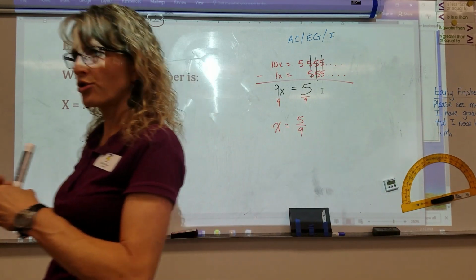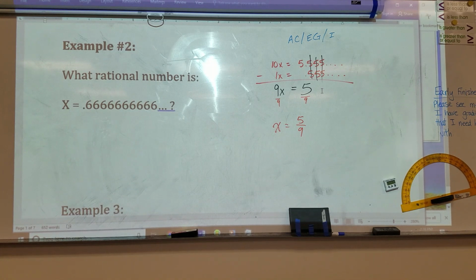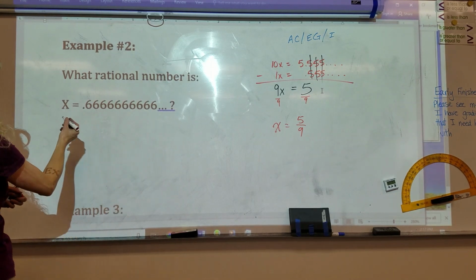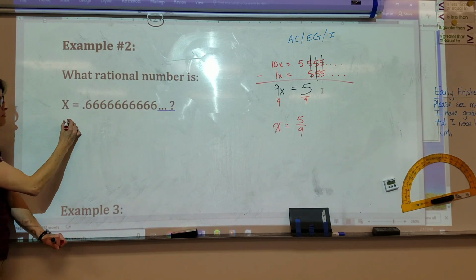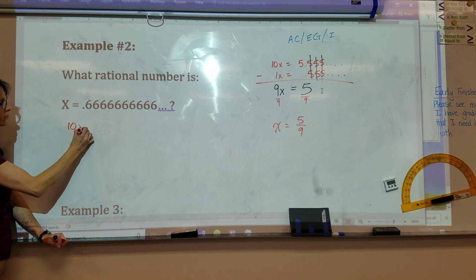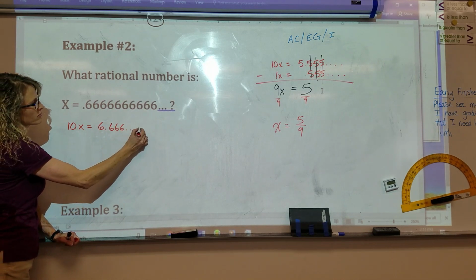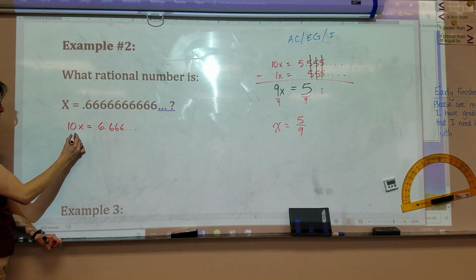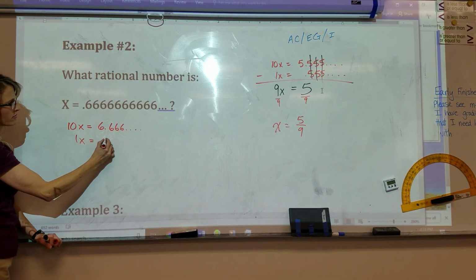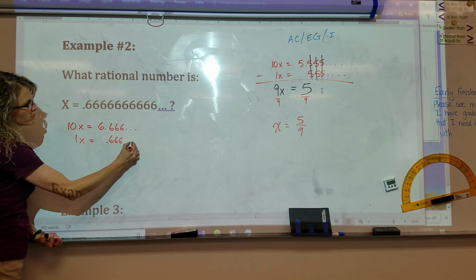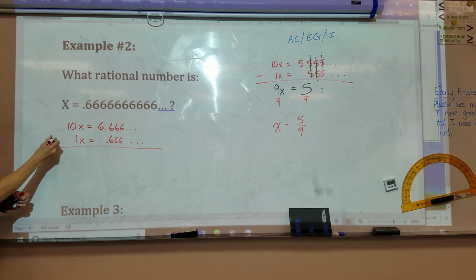Okay? So as soon as you've got that, raise your pencil. All right, Winry, what do I write first? Okay, so we times both of the sides by 10, so it will be 10x equals 6.6666. Okay. And then it would be 1x equals 0.6666. And then you would minus them.